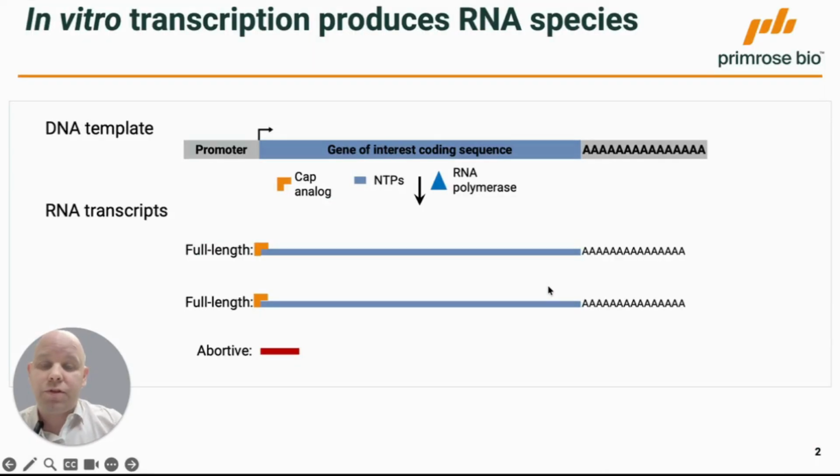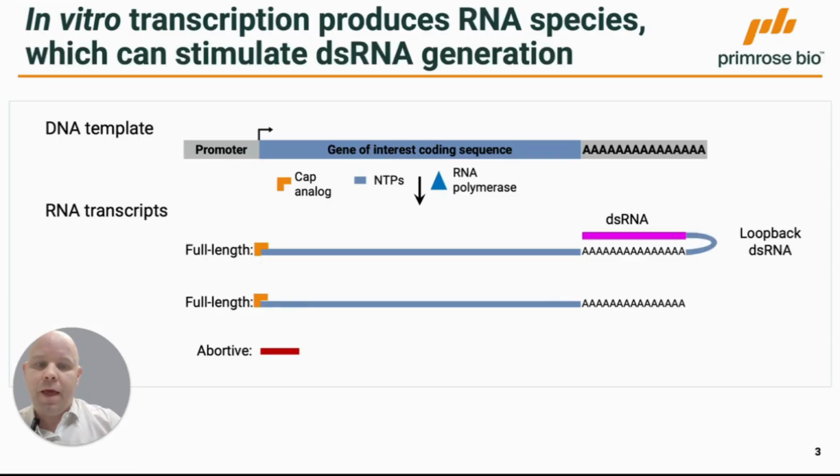In in vitro transcription reactions, we have a DNA template, we have cap analog, we have nucleotides, we have a buffer system, and of course we have an RNA polymerase that is responsible for generating transcripts. In most cases, the transcripts are full length, but most often there will also be a subpopulation of transcripts that are these abortive short transcripts. These different RNA species can stimulate double-strand RNA generation.